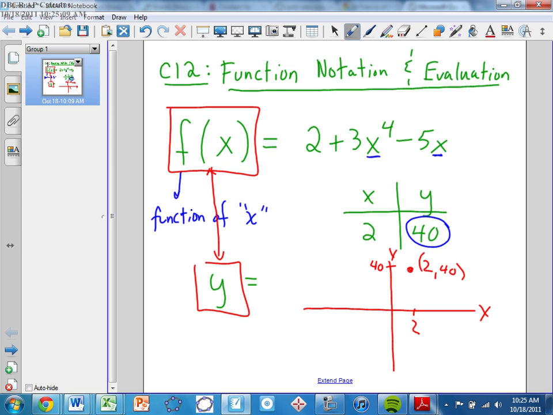When is the height 40? When x equals 2. Again, these are ways that you need to be able to describe what we're going to be doing in this lesson. So when is the height 40? The height is 40 when x is 2.